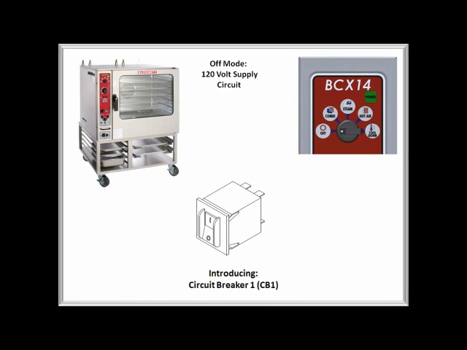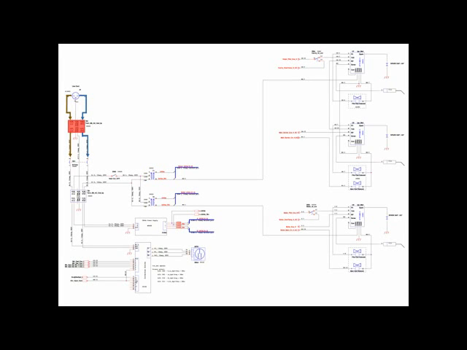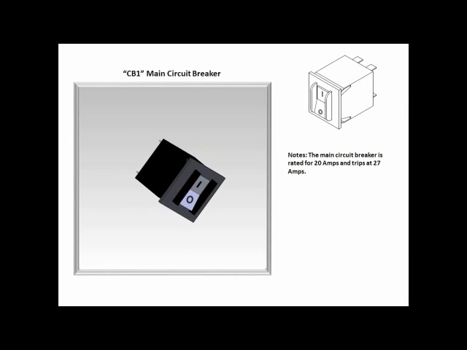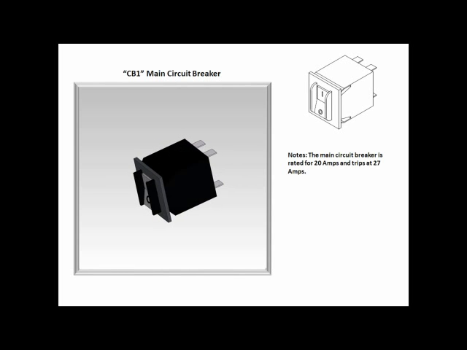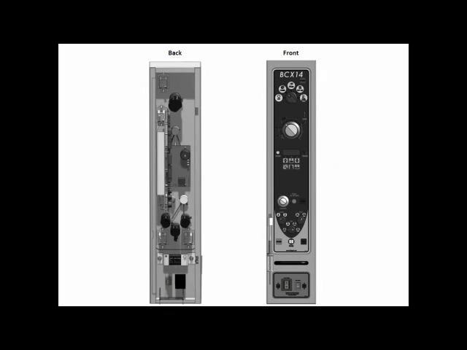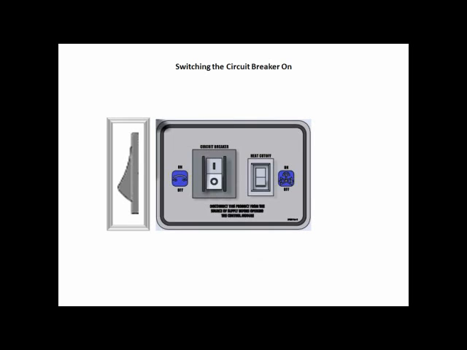We will now review circuit breaker 1. The terminal block feeds 115 volts to the circuit breaker, which is rated for 20 amps. The circuit breaker is located in the lower left-hand corner of the front of the control panel. CB1 must be turned on for the unit to operate.